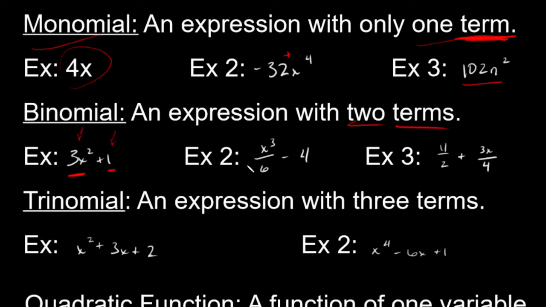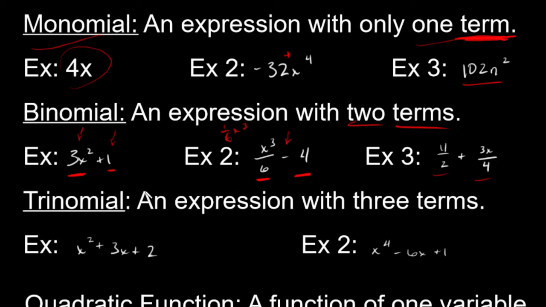And then here, this looks a little more complicated because it's like x to the third over 6, sure, but really that's just 1/6 x to the third, which is just a single term, all right? And then it's separated with a plus or a minus with another term, and this would be a -4. So you've got your x to the third over 6 and a -4. And then here you've got your 11 over 2 and your 3x over 4. Those are the two terms.